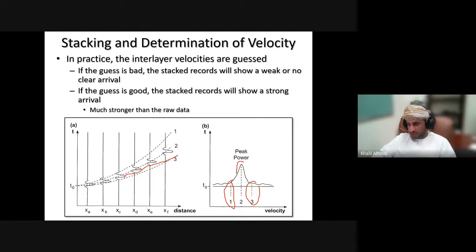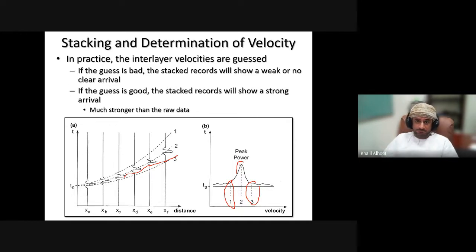These are hyperbolic curves. Each of these hyperbolic curves represents a different velocity. This is one velocity, another velocity, another velocity. I test all these velocities. I check which of these 3 velocities will give me the maximum power or maximum peak. It's apparent, at least from this case, that curve number 2 will give me the maximum peak.